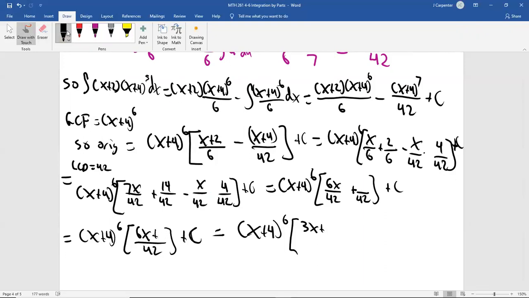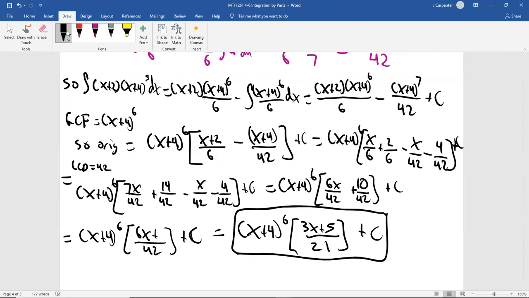So again, minus 4, so that stays a minus 4. Then 14 minus 4 is 10. 10 and 42 reduce to 5 and 21 when you reduce them. So that's plus 5 over 21. And of course your plus c. One of the hardest problems we've done. There's about 10 problems in this whole course that I'd say are the most difficult, and this is one of those top 10.